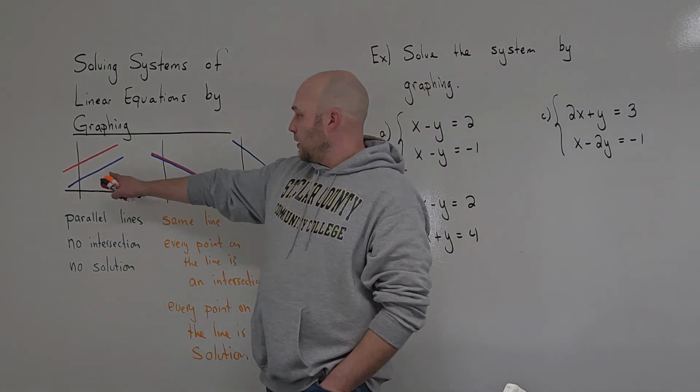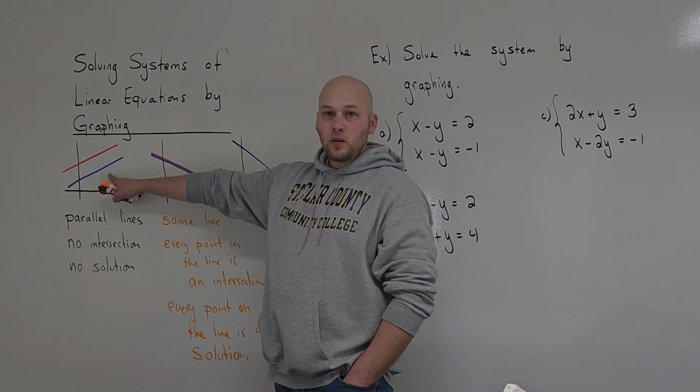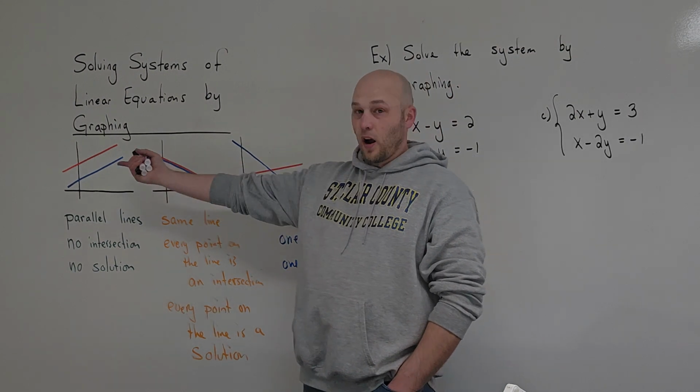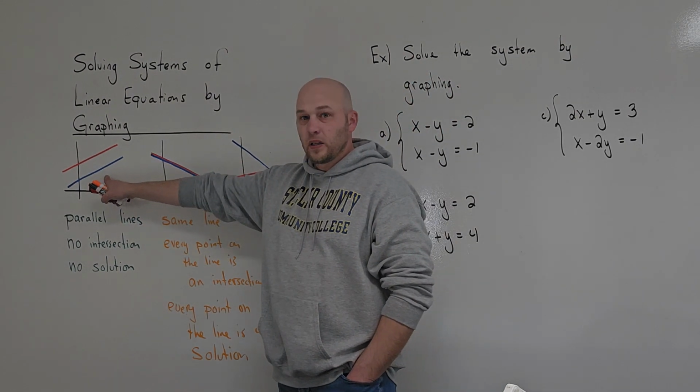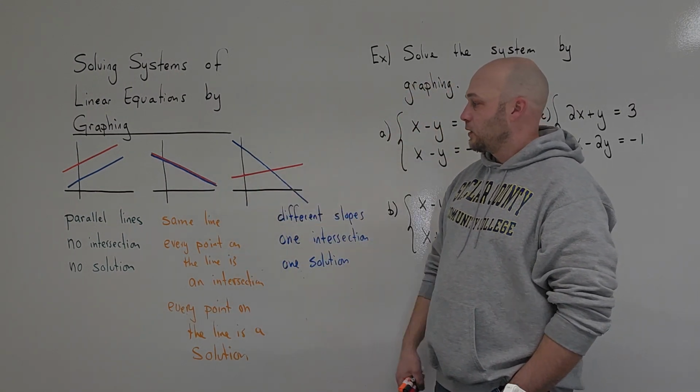Okay, geometrically, here are the three situations. I can either have parallel lines, I can have lines that are exactly the same, which in particular are also parallel. So I've got parallel but different, parallel but the same, and then not parallel. Let's look at each case.